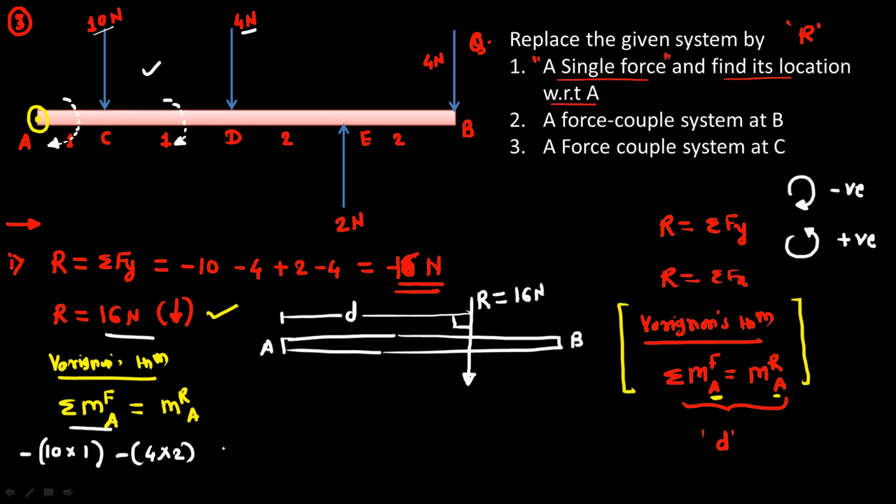Next is 2 Newton into total distance, which is 4 meter. And this moment, because of 2 Newton, is anti-clockwise. Just imagine point A is fixed and you are applying force 2 Newton in this direction. So it will try to rotate the complete rod AB in the anti-clockwise direction. So it is positive.